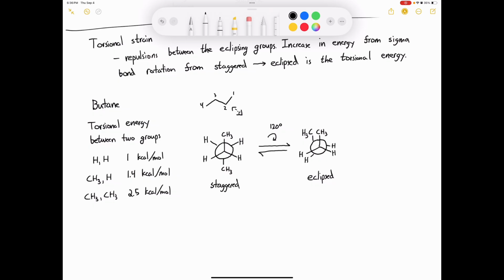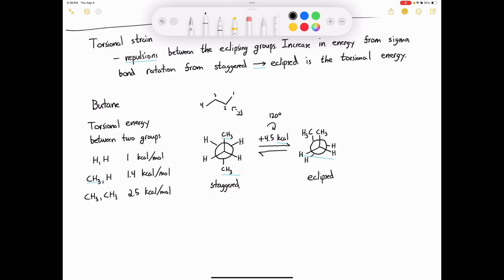Okay. So what happens is that if you go forward, this will actually require 4.5 kcals of energy in order to get to this state, to this eclipse form. Okay, so that tells us that the eclipse form is less stable because it requires energy to get to that state.